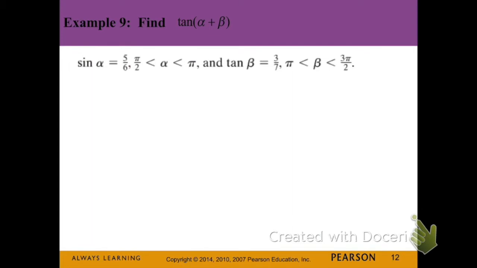Example 9, find tangent of alpha plus beta. So this time we're given sine of alpha is equal to 5 over 6, and it's in quadrant 2. Remember, pi over 2 to pi would be quadrant 2. And I also know that tangent of beta is equal to 3 over 7, and that is in quadrant 3. So looking at our sum formula for tangent, we need to know tangent of alpha and tangent of beta. I already have tangent of beta, so I don't really need to draw a triangle for beta at all. I just need to focus on alpha and draw my triangle in quadrant 2 and figure out what tangent of alpha is.